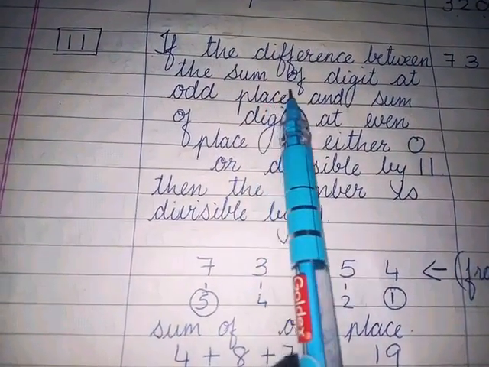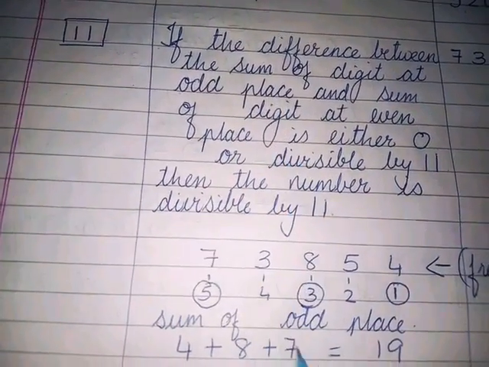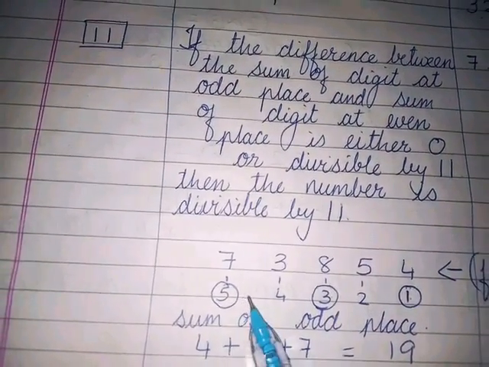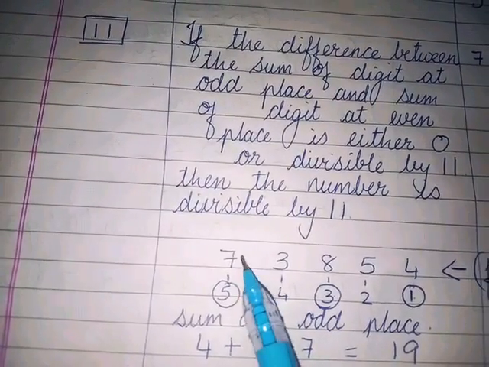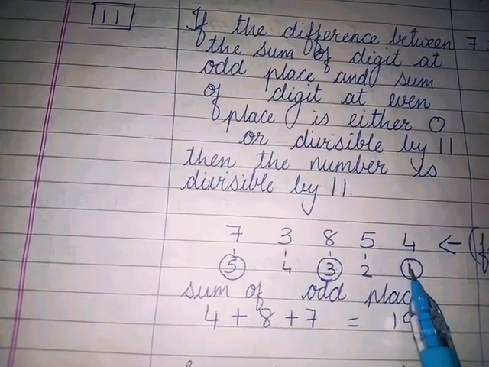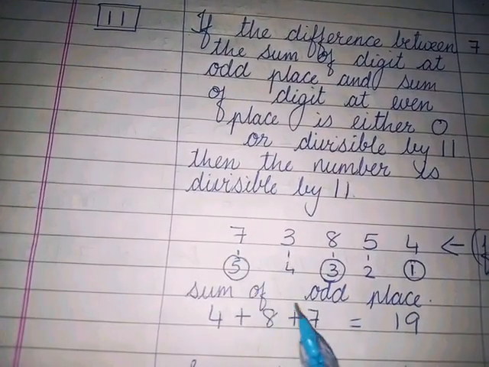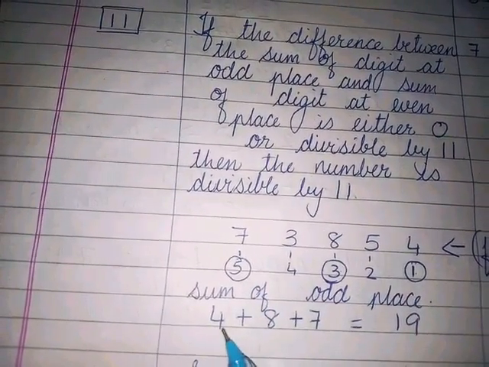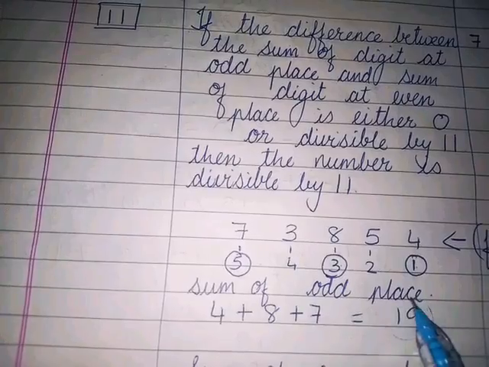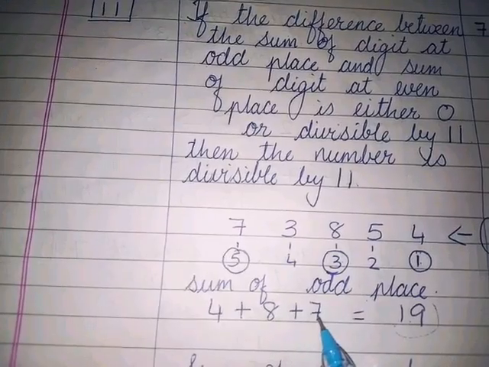Here we need to do the sum of the digits at odd places first. What will be our odd places? We know that the odd places will be 1, 3 and 5. At place 1 it is 4. At place 3 it is 8. And at place 5 it is 7. So the odd-place numbers will be 4, 8, 7. So what is the total? The total is 19. So this is the sum of the odd places.